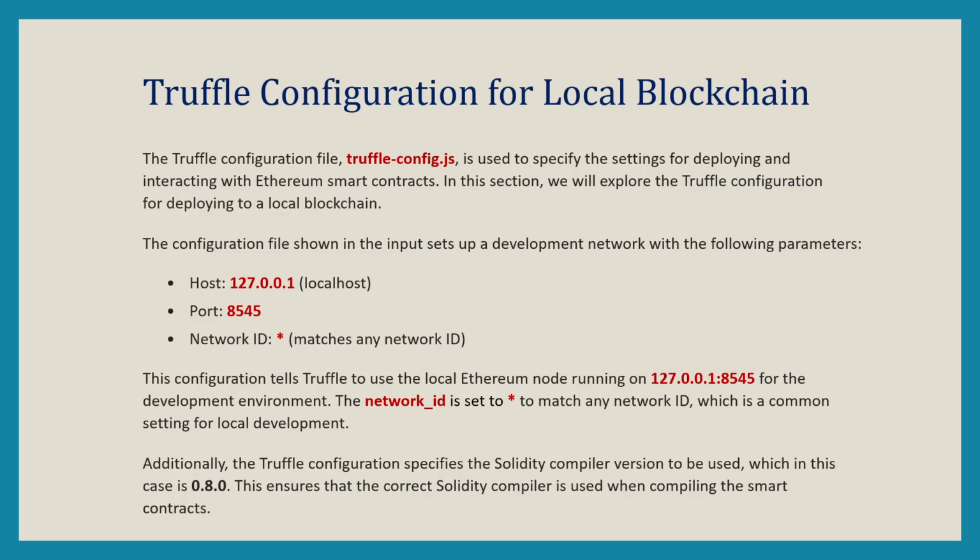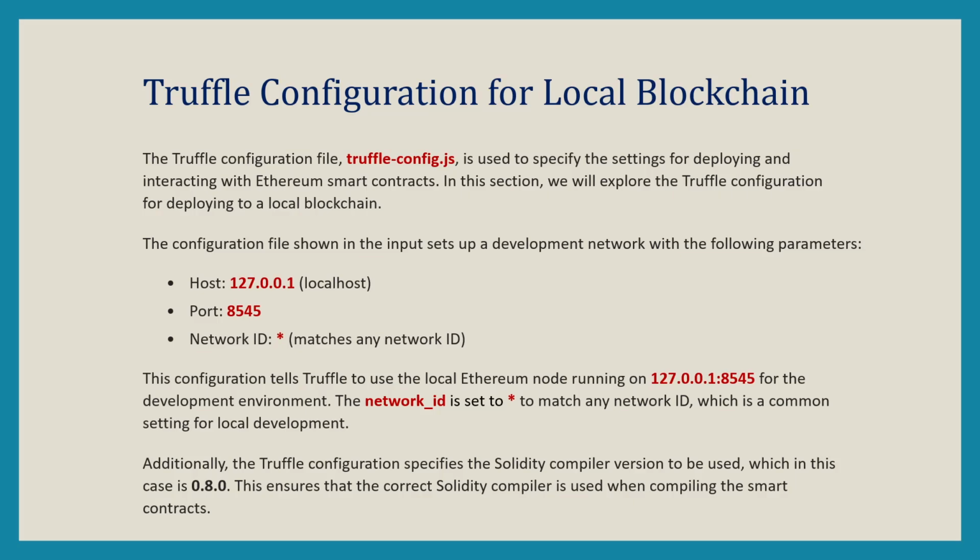Host: 127.0.0.1, this is just the localhost, right? And the port being used is 8545. This is the port being used in this scenario in this full configuration file for a local blockchain. And the network ID, we have just put it as star.